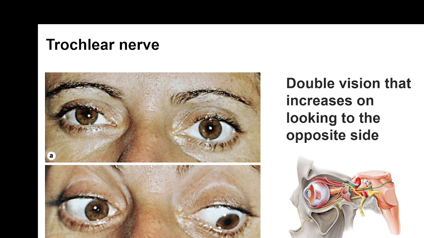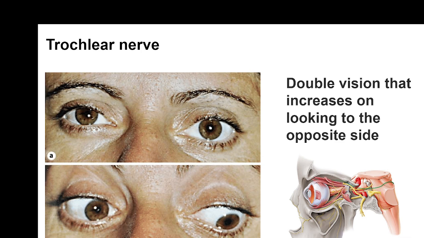In normal gaze, when you look straight, both eyeballs are at the same position. But when you look downwards, the eyeball on the affected side will move extremely downwards, and the patient may have a symptom of double vision. That double vision is not constant, and it becomes more when the person attempts to look at both sides, left and right.